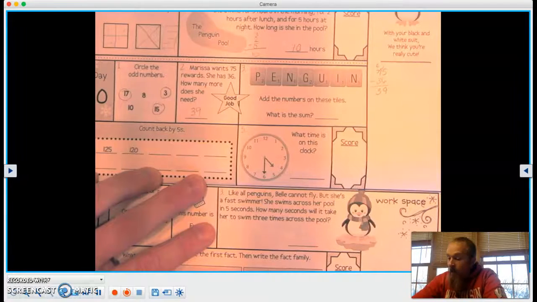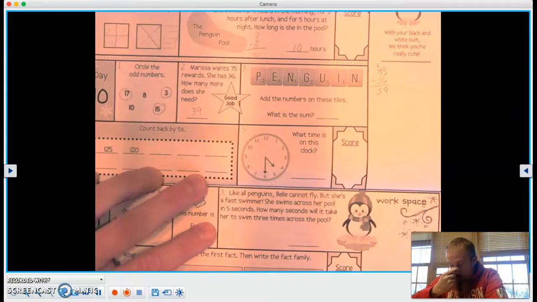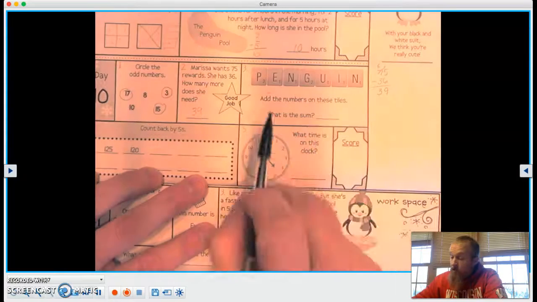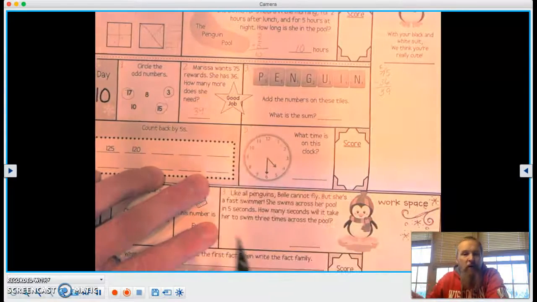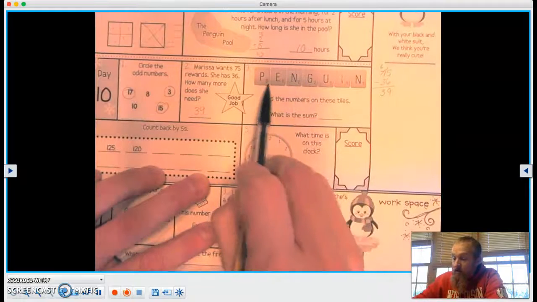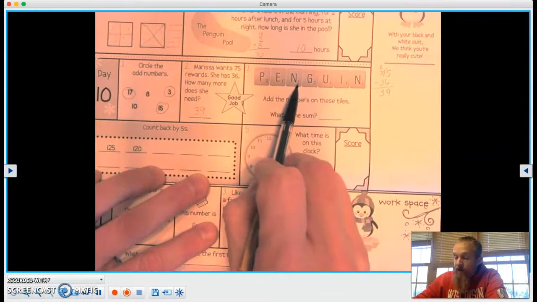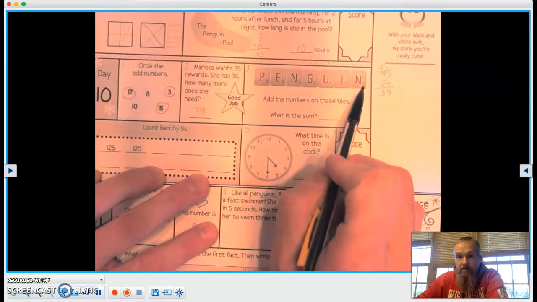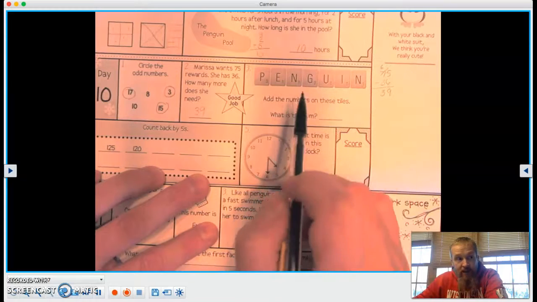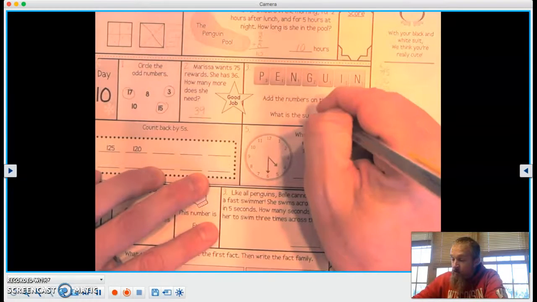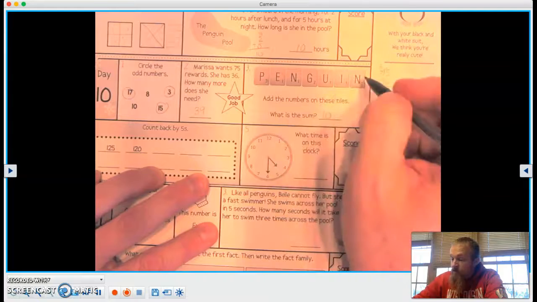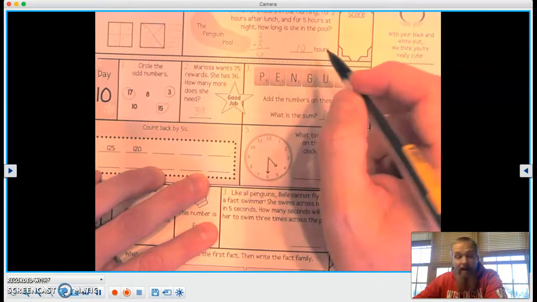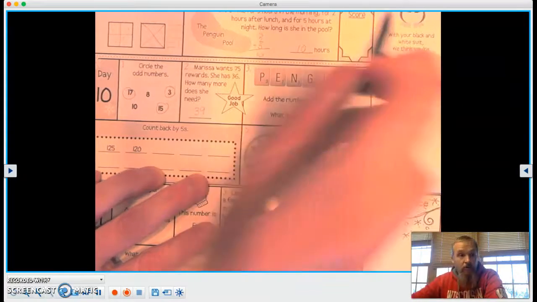Number 3, penguin. Add the numbers on these tiles. What is the sum? So we can go 3. I'm going to use the count on strategy. So I'm going to go 3, 4, 5, 6, 7, 8, 9, 10. So if I add these all up, I get a sum of 10. So that's like 1, 2, 3, 4, 5 ones, and then a 3 and a 2.